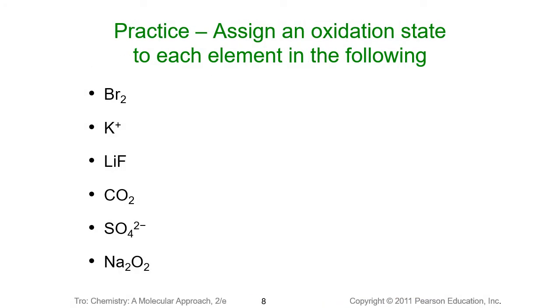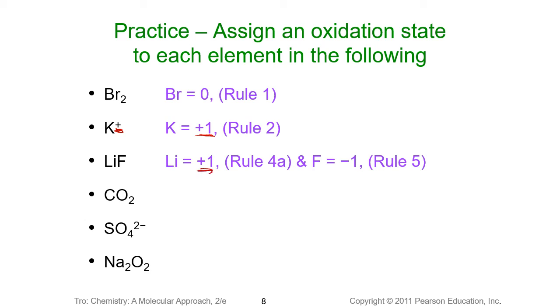Here's a practice for you. Assign the oxidation states for each of the following elements. If we look at Br2, Br2 is a free element. It's just bromine by itself, so its oxidation state is 0. Potassium is in the first column of the periodic table, so the charge of potassium is equal to its oxidation state. Now we have a compound, so the total in our compound has to be equal to 0. Lithium is in the first column, so it's plus 1. Fluorine is a minus 1. So you'll notice that these are pretty similar to charges.